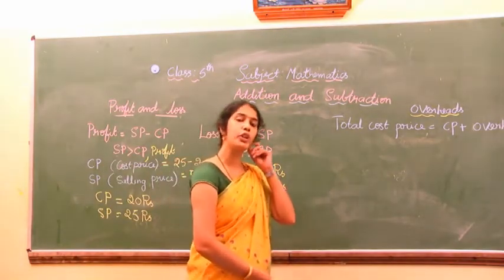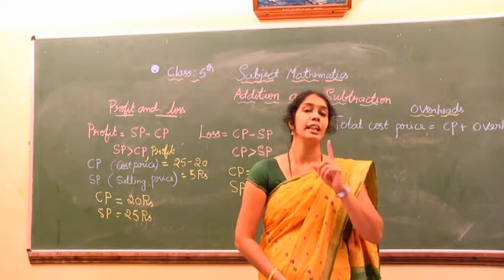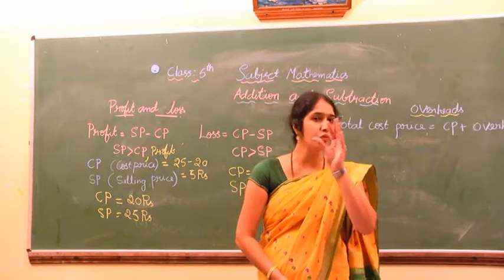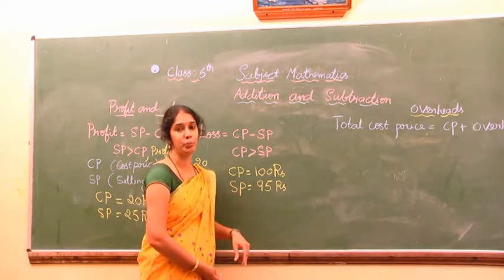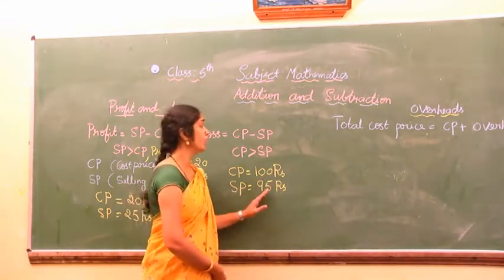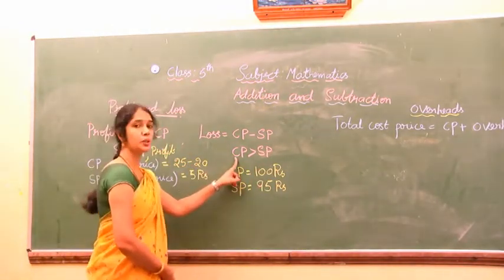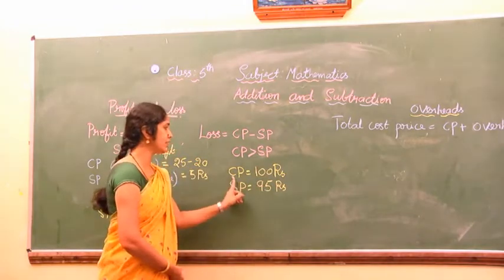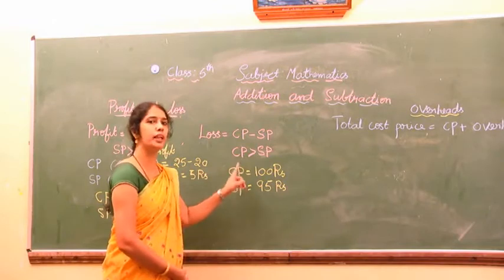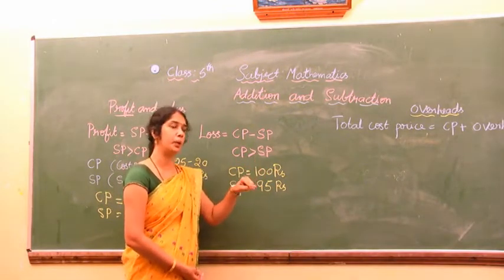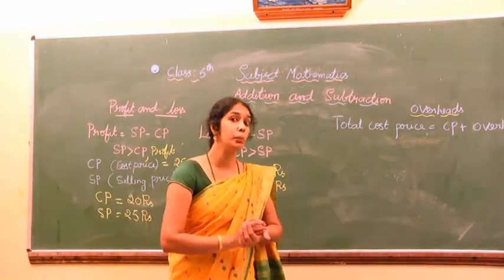You got profit or loss in this case? Tell me. Profit or loss? Yes, you are right. You got a loss of 5 rupees because cost price is 100, but you sold it for 95 rupees. So you got loss here. In this case, you can observe that cost price is greater than selling price, isn't it? Cost price is 100 rupees and selling price is 95 rupees. So when cost price is greater than selling price, it will be loss.